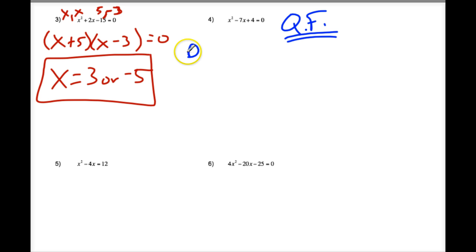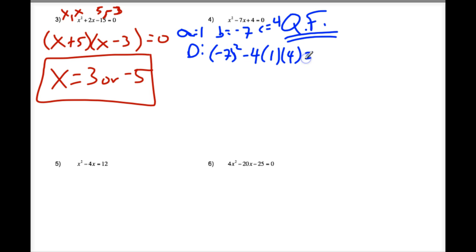Find that discriminant first. Let's see. First of all, A is 1, B is negative 7, and C is 4. The discriminant would be negative 7 squared minus 4 times 1 times 4, 49 minus 16. Anybody else get 33 for the discriminant? I got 33.